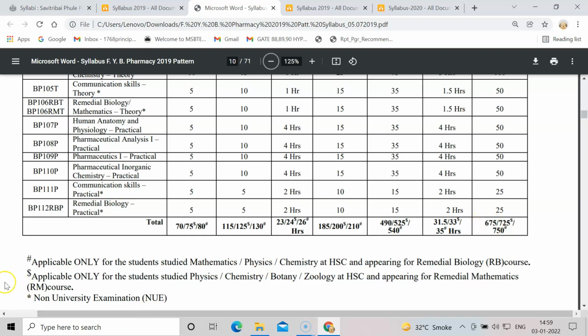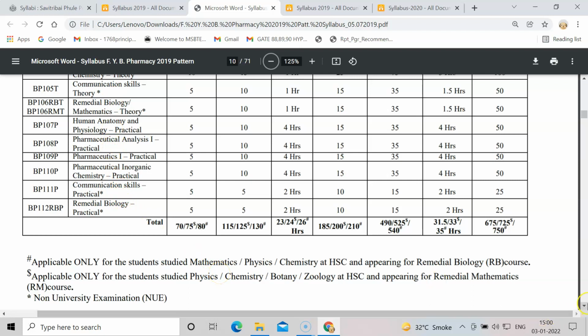And this star indicates that these are non-university examinations. So remedial biology practical, communication skills practical, remedial biology and mathematics will be non-university examinations, and communication skills will also be a non-university examination. All the remaining will be university examinations.